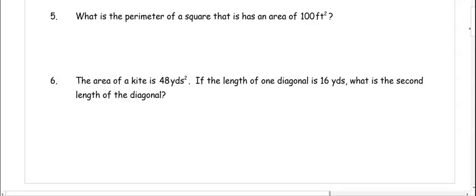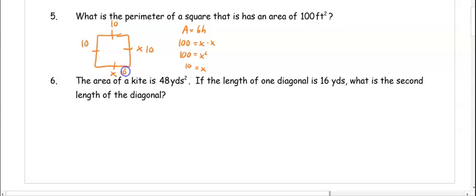In number four, what is the perimeter of a square that has an area of 100 feet squared? So remember, in a square, you have 4 congruent sides. So right now we know that our base and our height are x. So the area is equal to base times height. So we would have 100 equals x times x. So 100 equals x squared, which means x is 10. So all the sides of our square are 10. So to get the perimeter, we have 4 sides with a length of 10. So our perimeter is 40 feet.